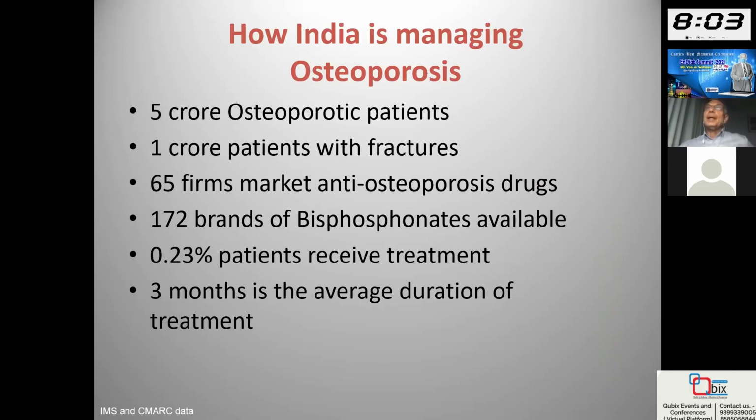So here we have, and this is a little old data, 5 crore osteoporotic patients, 1 crore patients with fractures, and 65 firms marketing anti-osteoporotic drugs. There are 172 brands of bisphosphonates. However, only 0.23% of patients receive treatment, and the typical duration of treatment is just 3 months.